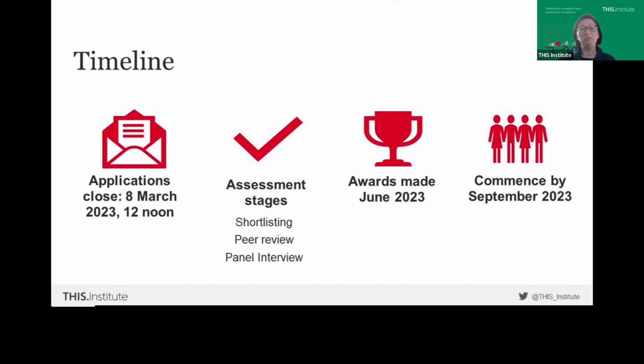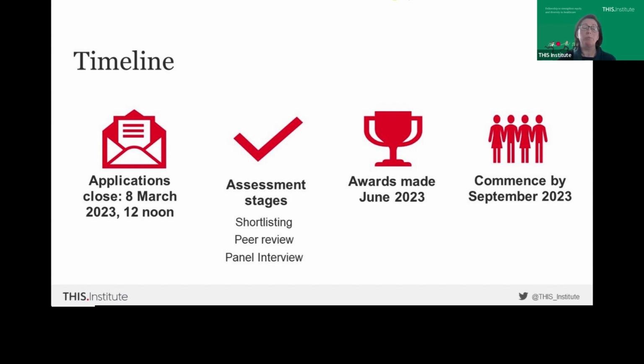We would expect to notify all applicants of the outcomes of this first round of shortlisting by the third week of March. After that stage, shortlisted applications will be sent for peer review, and applicants will also be invited to interview. The interviews will be held on the 25th of May and will take place over Zoom. The successful applicants will be notified early June if you've been successful in being awarded. All applicants will receive their outcomes and will receive feedback as well.